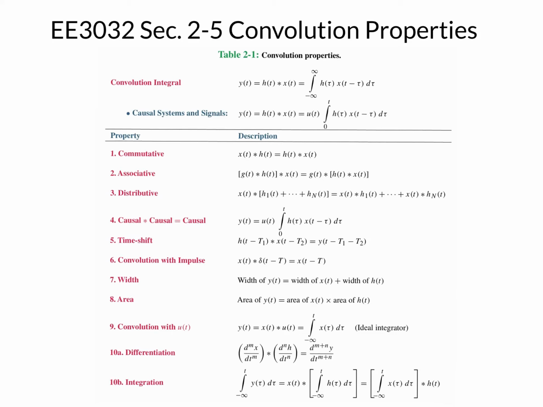In this section, we're going to look at convolution properties. This is section 2.5 of the textbook. I've included table 2-1 from the textbook here, which shows the properties.